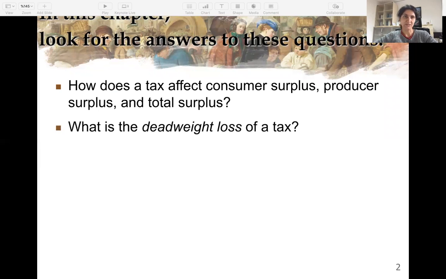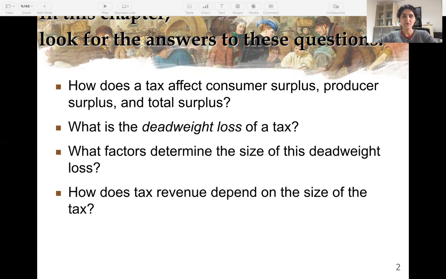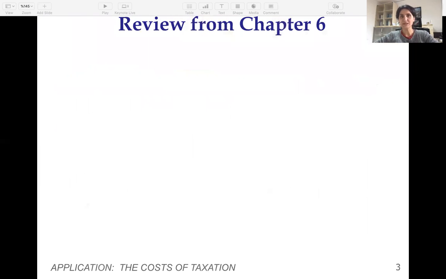And what will happen then? What is the deadweight loss of a tax? What factors determine the size of the deadweight loss? How does tax revenue depend on the size of the tax? Okay, now let's have some review from chapter 6.